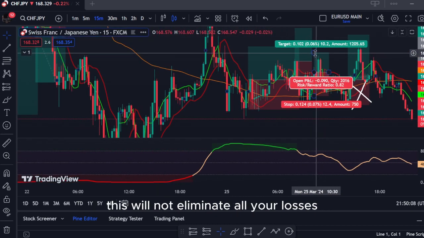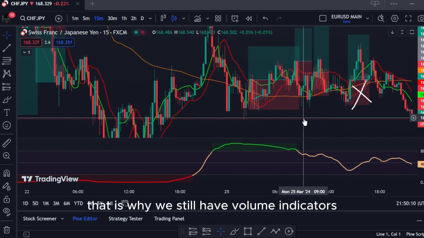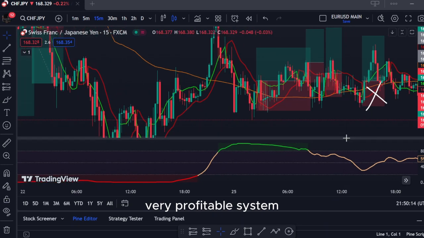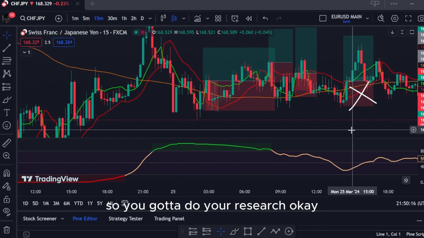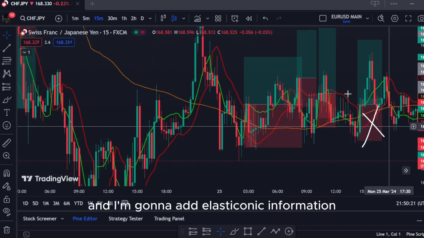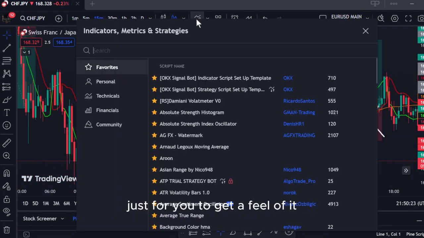Obviously, this wouldn't eliminate all your losses. That is why we still have volume indicators. We have exit indicators in order for your system to be a very, very profitable system. So you got to do your research, okay? Now, I'm going to remove this one right now, and I'm going to add another secondary confirmation just for you to get a feel of it.